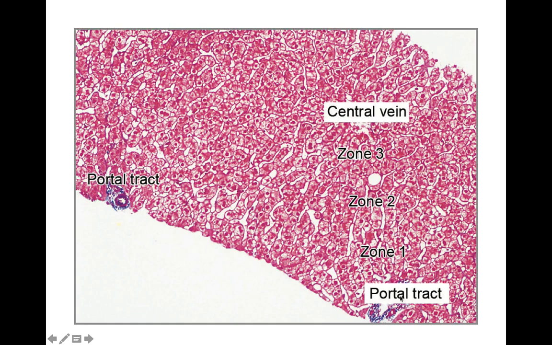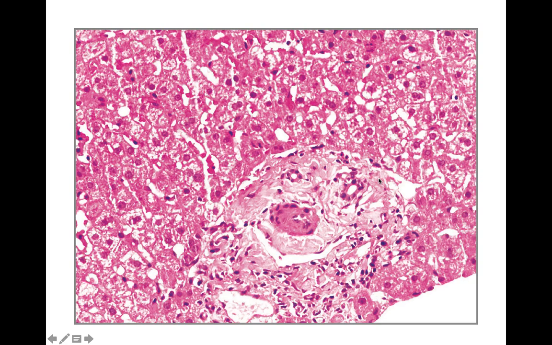All the blood is coming from the portal tract. So zone 1 is getting the maximum amount of oxygen, and as you go away from the portal tract, the amount of oxygen supplied to zone 3 decreases. So whenever there is any hypoxic injury, the zone that is most likely to be affected is zone 3 because this is the least oxygenated of all the three zones.